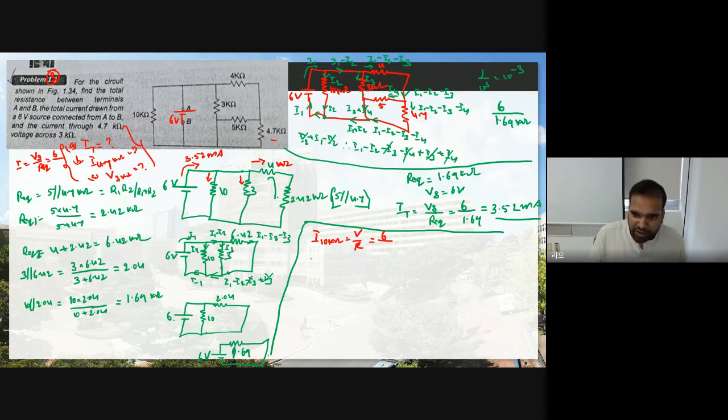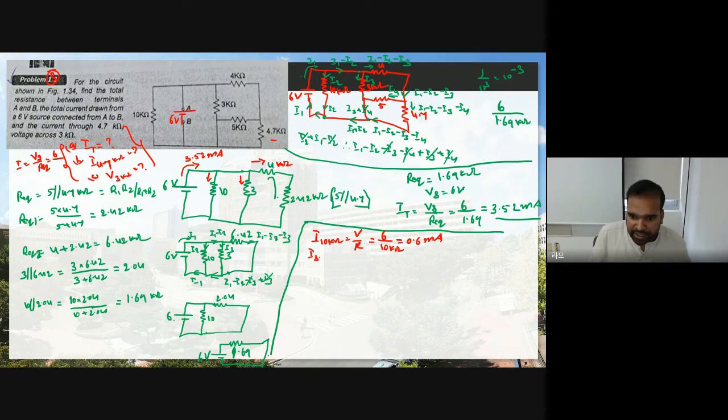So 6 by 10 kilo ohm. Then what is the current at the 10 kilo ohm? You will get 0.6 milliampere. Once again, 6 by 10 means 0.6, and 1 by kilo gives milliampere. Now what is the current flowing at the 3 kilo ohm?